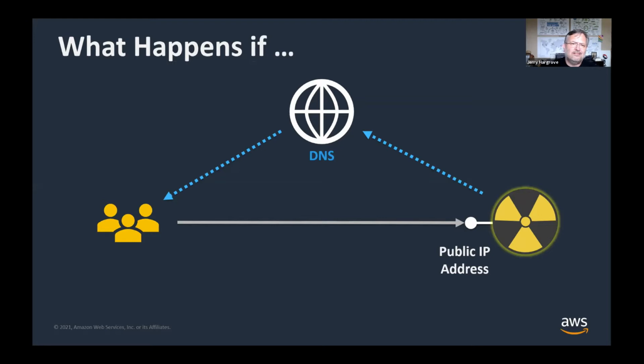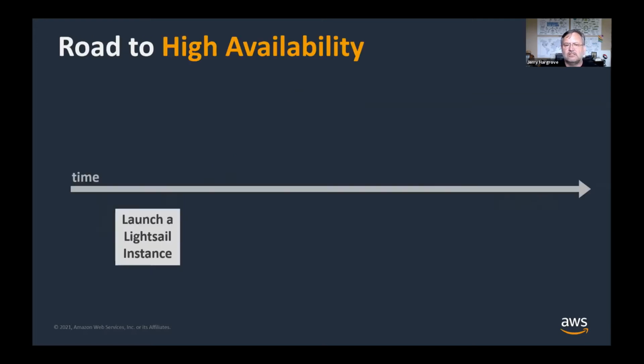And this could have been because of an actual outage, or it might have been because of something as innocuous as having to stop and restart your instance. But what happens is the IP address of that instance changes. So let's look at what happens if that IP address of your Lightsail instance changes.